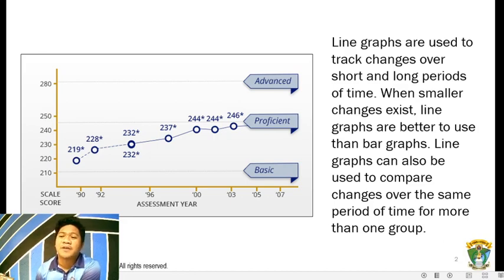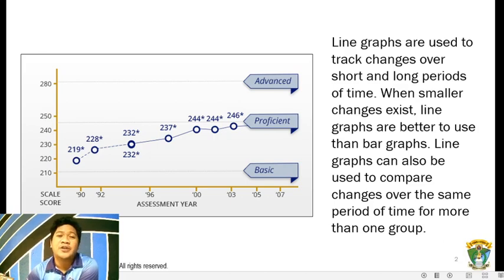Line graphs can also be used to compare changes over the same period of time for more than one group. Meaning, your line graph can also have several lines on it if you are comparing different groups of organizations or people or whatever you are trying to compare. So this one can show the trend.